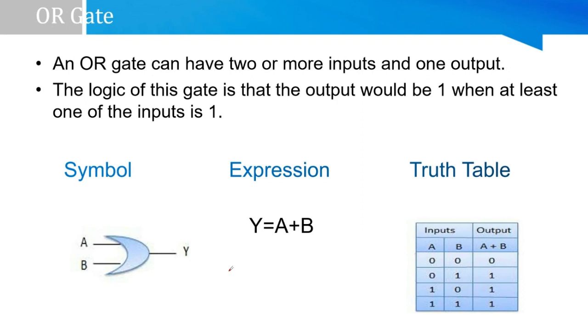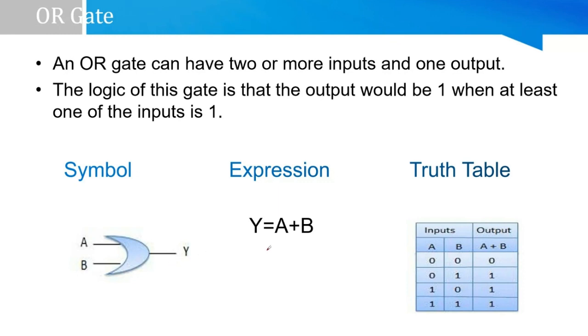At least it should have two inputs. If we have only one input in an AND gate, it will work as a NOT gate or the buffer, whatever it is. The OR gate has two inputs or more than two inputs and it will provide only one output. The operation of the OR gate is logical addition.